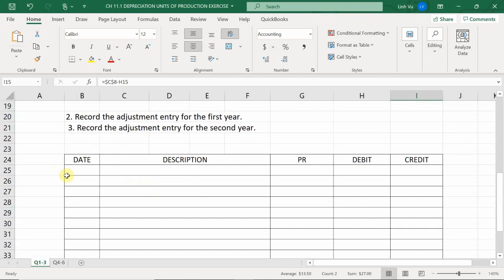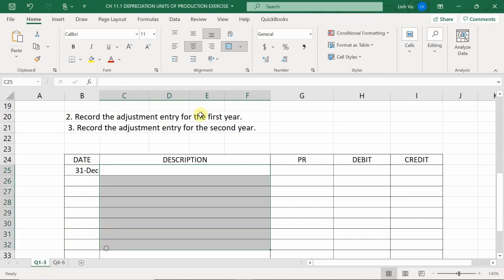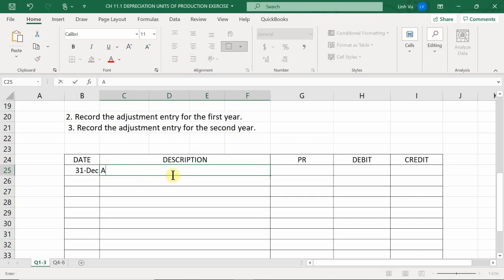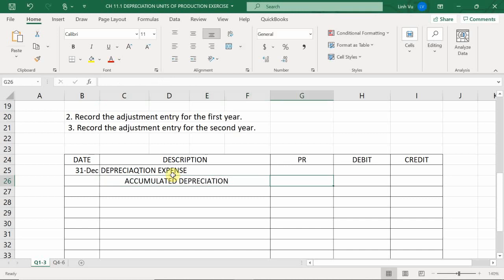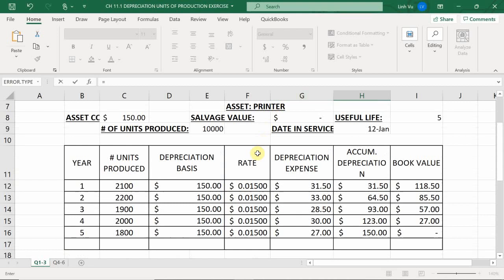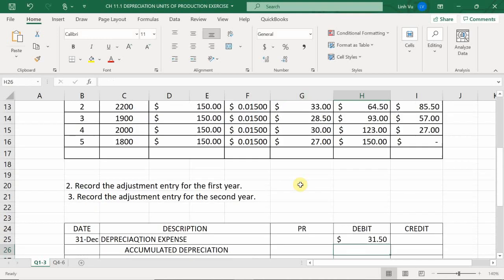$31.50. Okay, so assuming that we're doing it at the end of the year, December 31st, how do I journalize this transaction? Depreciation expense and accumulated depreciation. Yes. Okay. Depreciation expense and accumulated depreciation, for the $31.50. Okay.